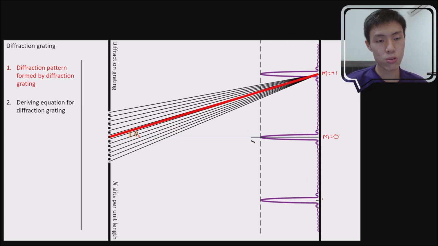Of course, if you go below the central bright, you count it in negative, but that's not really important.